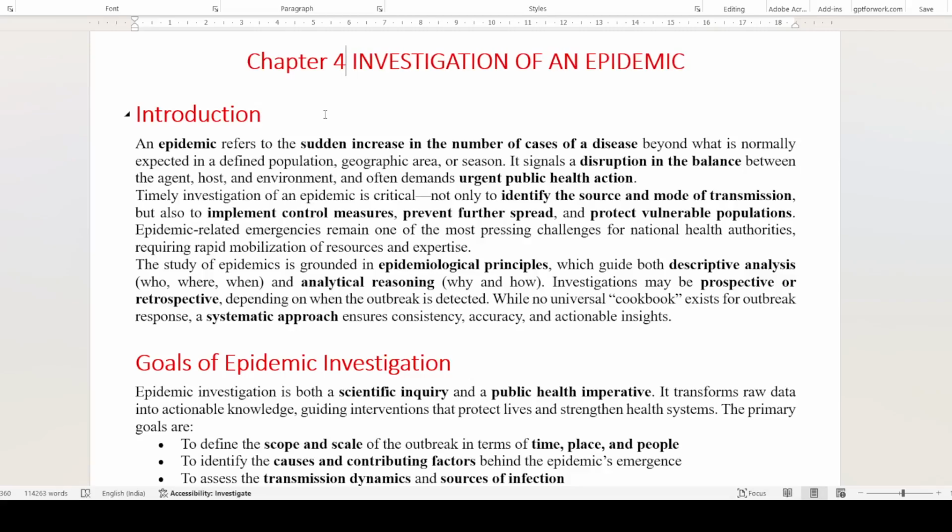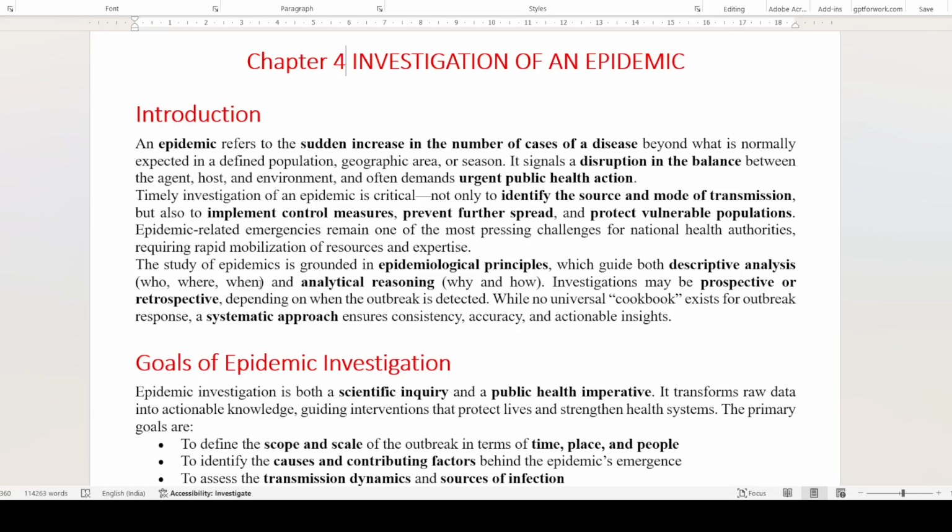Investigation of an epidemic. An epidemic is a sudden increase in the number of cases of a disease, normally not expected in the defined population or geographical area or season. It signals a disruption in the balance between agent, host, and environment, and therefore requires urgent public health action. So how do we investigate an epidemic?